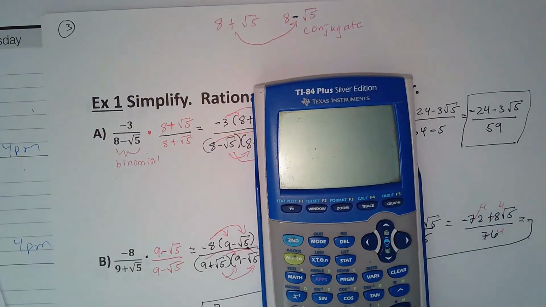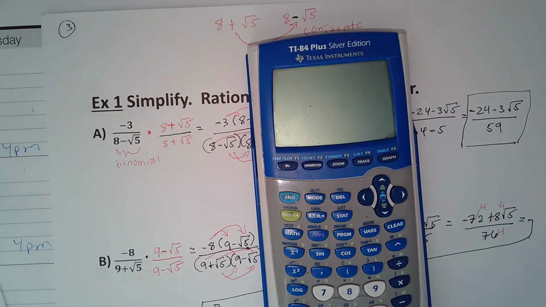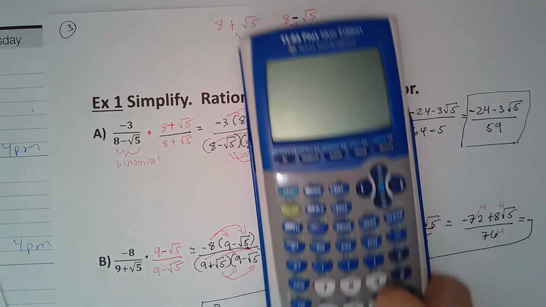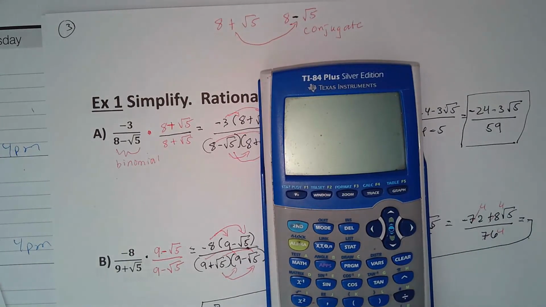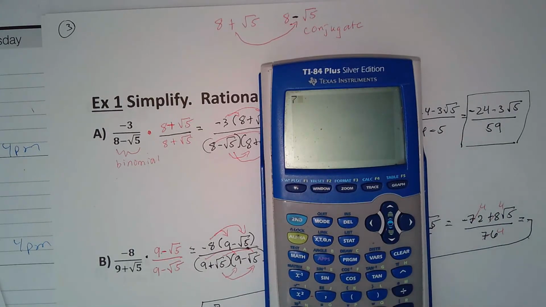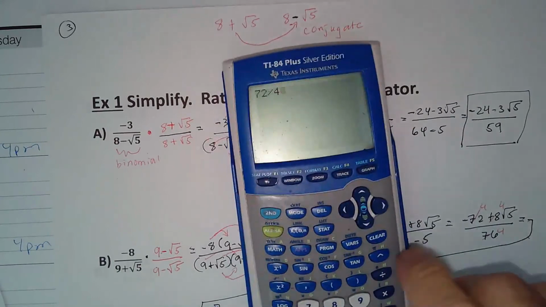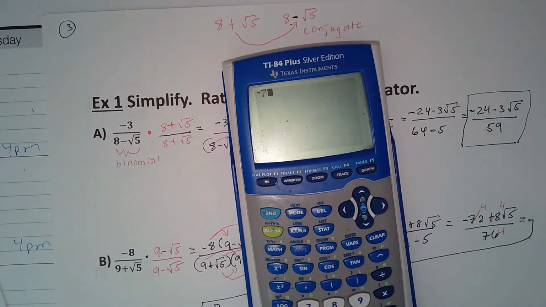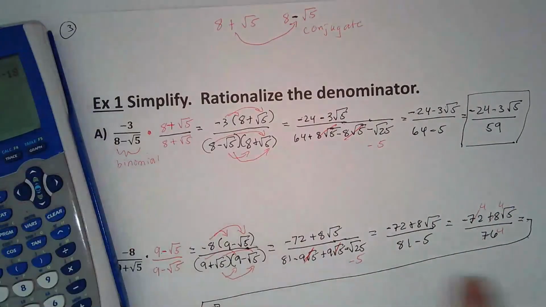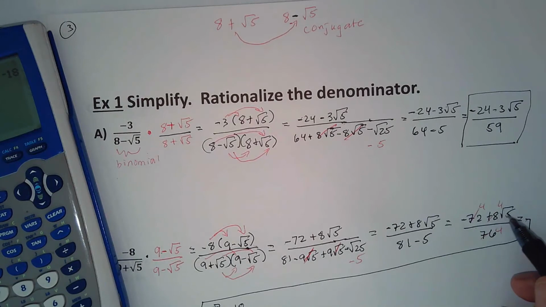Oops, I got to turn it on. So again, 72 divided by 4. Make sure that was what I wanted. Yep, don't forget it's negative. So negative 72 divided by 4 is negative 18. So this becomes negative 18. So I'm going to write it up here in the numerator as negative 18. And then I've got 8 times the square root of 5.